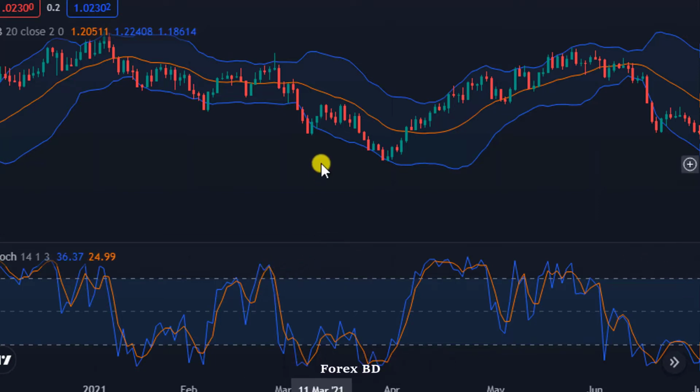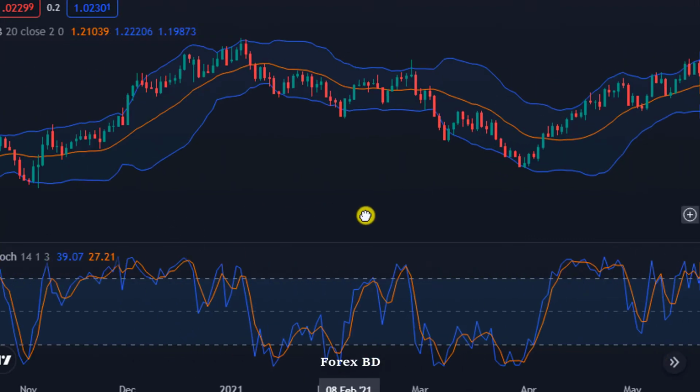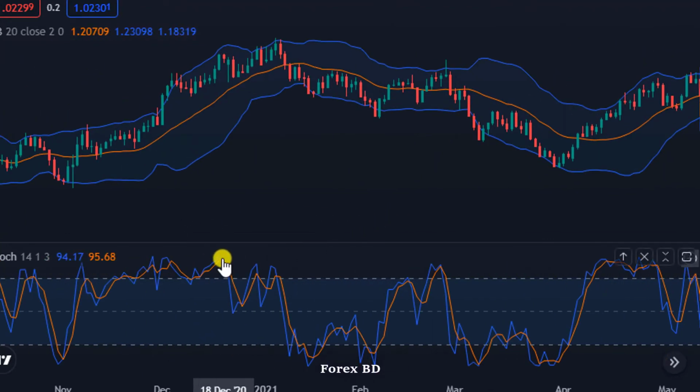In general, don't take the entry when the green line crosses the red line. After crossing, wait a little, and when you see that the line goes down and comes close to the overbought line, take the entry. Because sometimes the green line crosses the red line, but it goes up again.